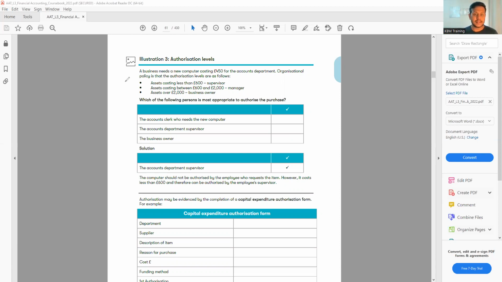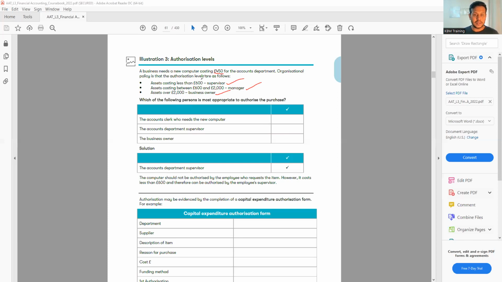Say a business needs a new computer costing $450 for the accounts department. The organization's policy is that the authorization levels are as follows. So we are planning to buy a computer and the cost is $450. And the company authorization policy is if the cost is less than 600, it has to be authorized by the supervisor. If the cost is between 600 and 2,000, it has to be authorized by the manager. If the cost is over 2,000, then the business owner.